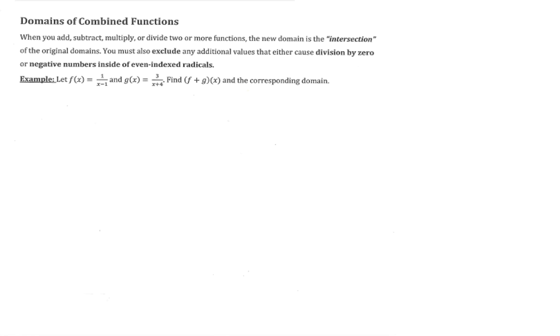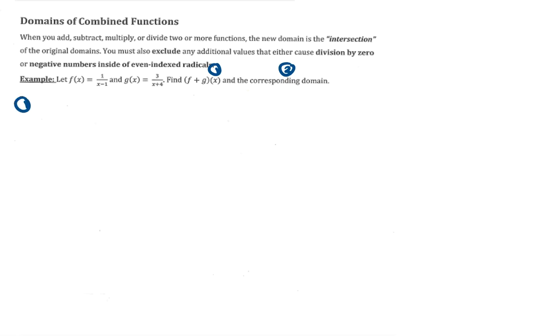All right, so let's get started. In this example, what we want to do is add two functions, f and g. F of x is 1 over x minus 1, and g of x is 3 over x plus 4. So we'll do that first. We'll add them together, and then we'll find the corresponding domain.